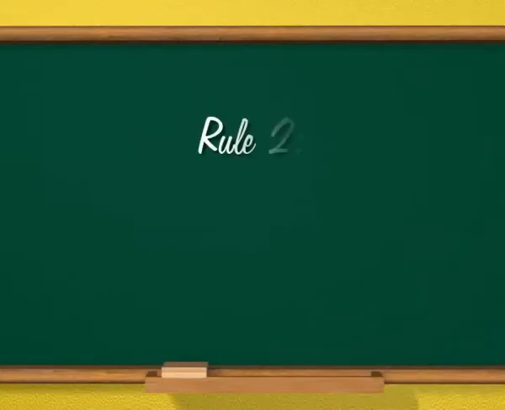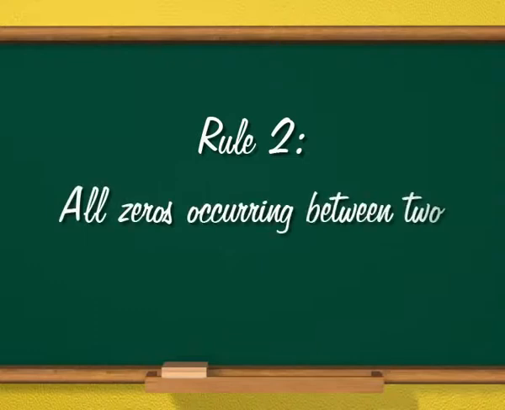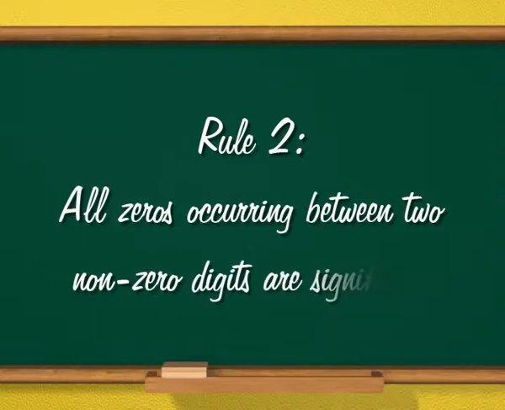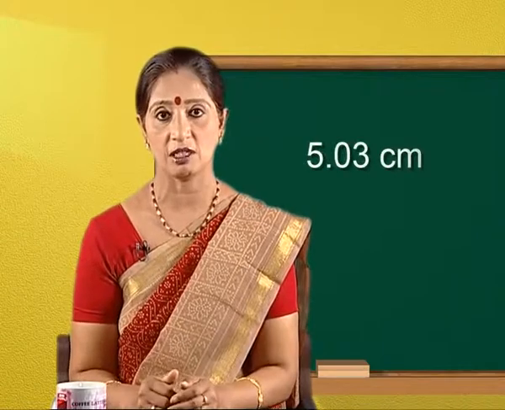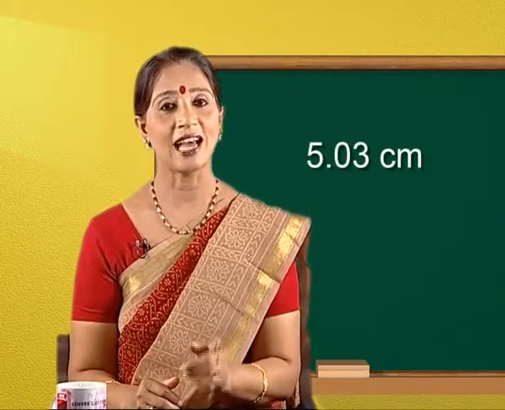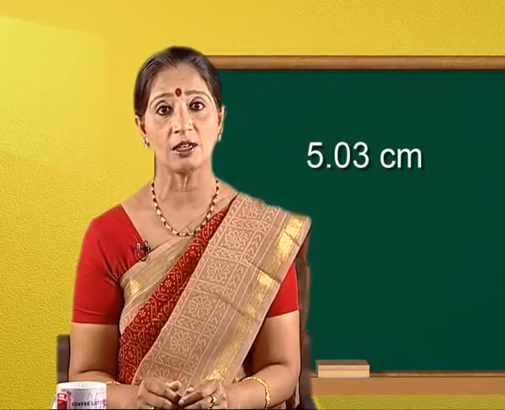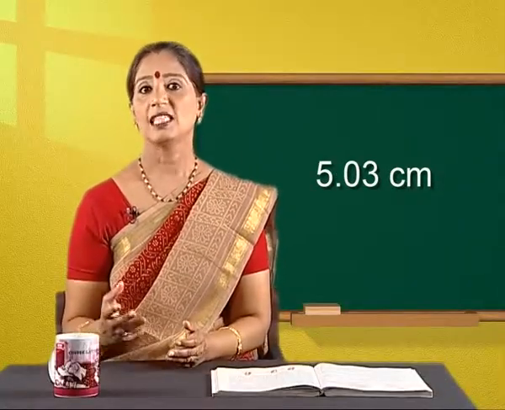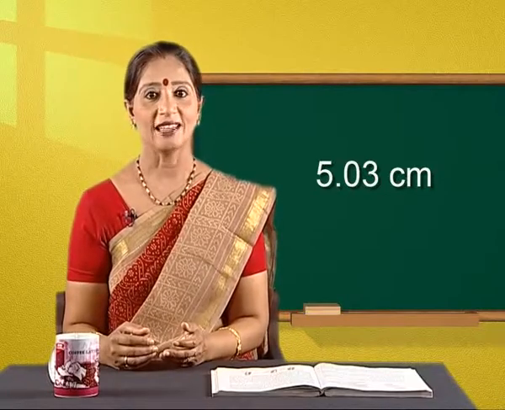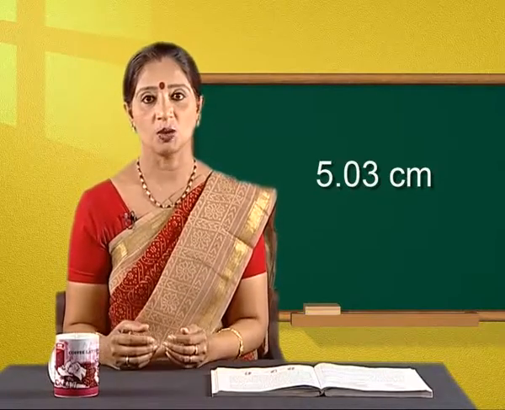The second rule is all zeros occurring between 2 non-zero digits are significant. In order to formulate this rule, we consider the value of measured length as 5.03 centimeters. Now, can we drop the 0 lying in between non-zeros 5 and 3 in this value? Dropping 0 will change the measured value. Hence, we cannot drop this 0.